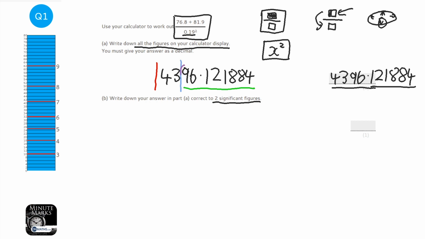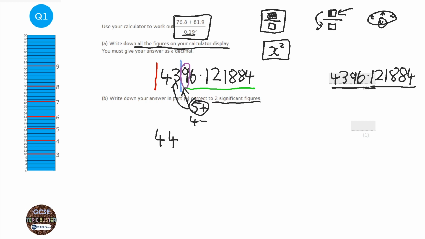Now, this number here, the 9, is what we call a decider number. That number is going to go. That 9 is gone. But before it goes, we need to see whether that is 5 or more or 4 or less. If it's 5 or more, it pushes that 3 up to a 4. So the answer will be 4, and then you'd think, oh okay, that's it rounded, and you'd write that in the answer column.